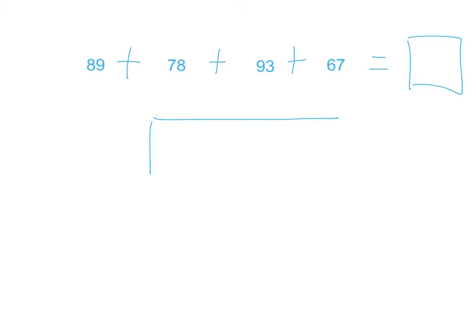Well, earlier I did the math on this and I found out that 89 plus 78 plus 93 plus 67 equals a total of 327. So now I'm going to take that 327, put it in the division box. I'm going to divide it by the number of digits that it took to get to 327. 1, 2, 3, 4. So I'm going to divide this by 4.